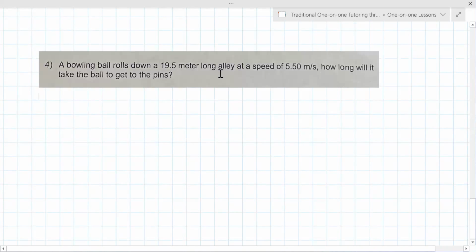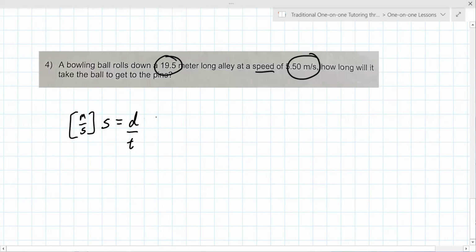A bowling ball rolls down a 19.5 meter long alley at a speed of 5.5 meters per second. How long will it take to get to the pins? So you have an equation, S equals D over T. What is 19.5 and what is 5.5? There's two ways you can do it. You can read the words, or you can look at the units. Speed always has units like meters per second. Distance is in meters and time is in seconds. So 5.5 is the S and 19.5 is the D.